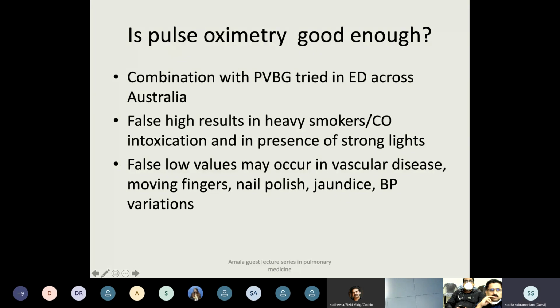Then falsely low values can also occur. For example, when you have a peripheral vascular disease patient who has moving fingers, tremors of the hands, nail polish, even mehendi put on the nails can give you very low values. Jaundice, then blood pressure variations can also be associated with falsely low values of pulse oximetry.